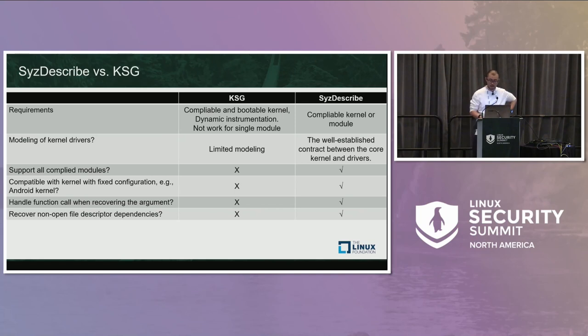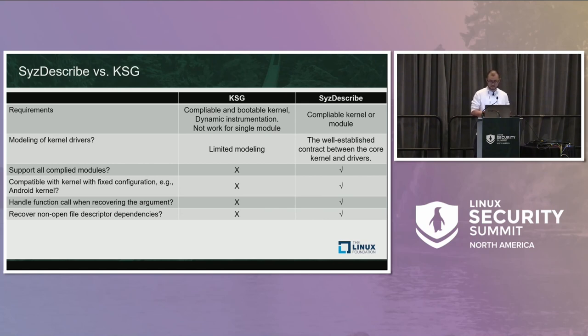At a high level, there are also some advantages of SysDescribe compared against KSG. The biggest difference between SysDescribe and KSG is that SysDescribe is a static solution and KSG is a dynamic solution. So KSG requires a compatible bootable kernel, which can run in QEMU or on some physical machine. Dynamic instrumentation is also necessary, since it requires the whole kernel, so it cannot work if there is only a single loadable module. Besides this fundamental difference, the dynamic solution also needs modeling of the kernel driver, the same as the static solution. KSG, however, only has limited modeling, which brings some false negatives or even false positives in the syscall handlers recovered by KSG.